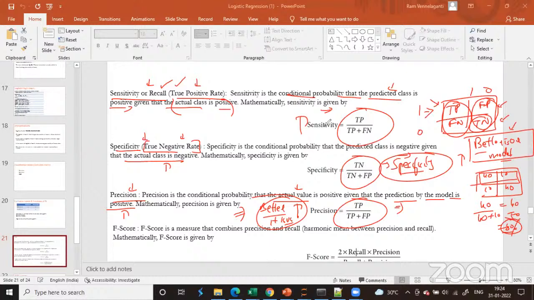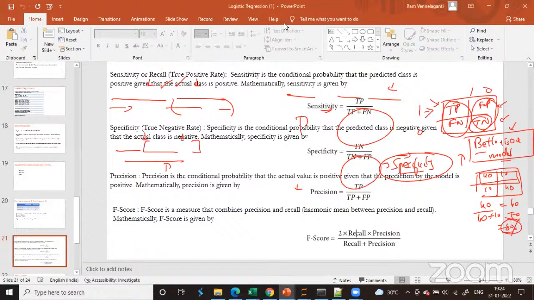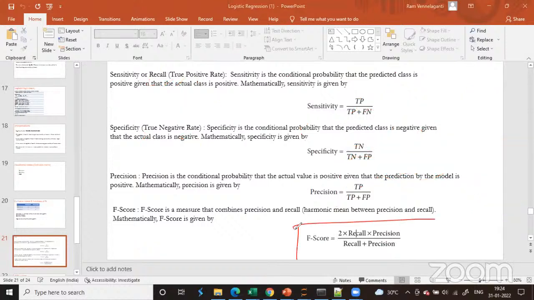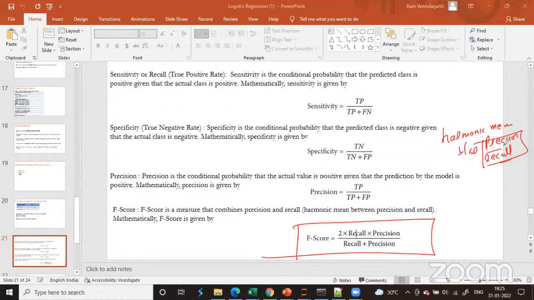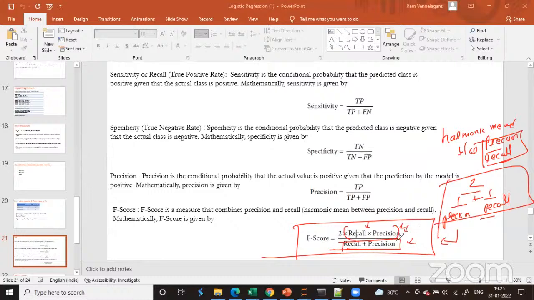What about F1 score? F1 score is nothing but the harmonic mean between our precision and recall for us. So what is the formula? 1 by precision plus 1 by recall. If you take the LCM, it is going to go to the top, and then in the denominator you are going to have precision plus recall. So this is the formula for F1 score.